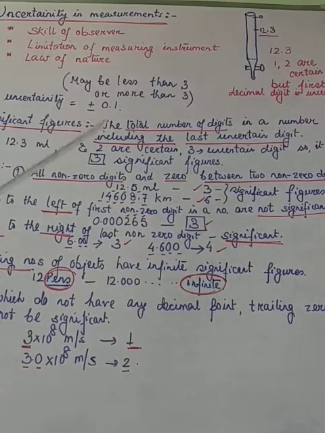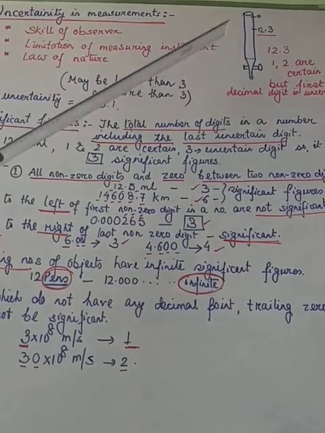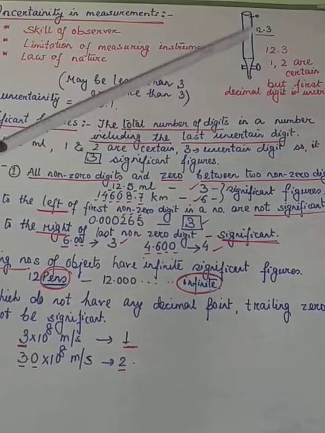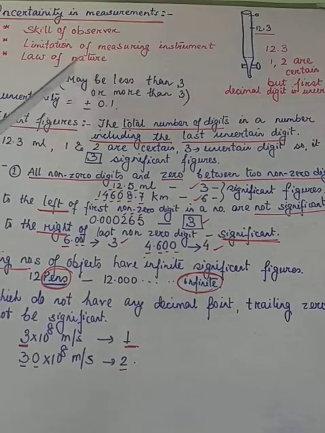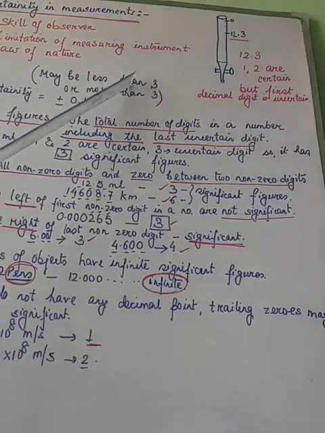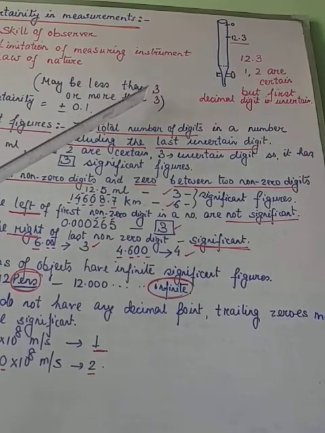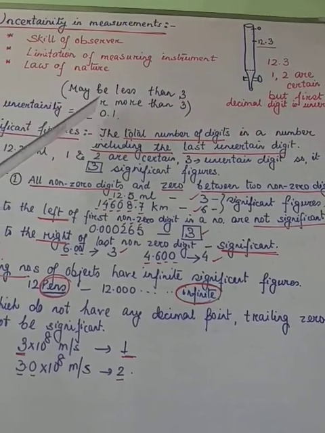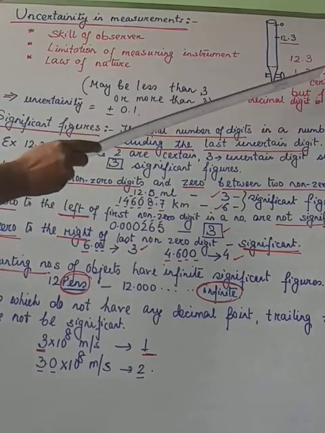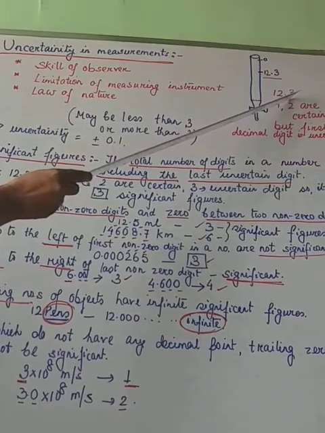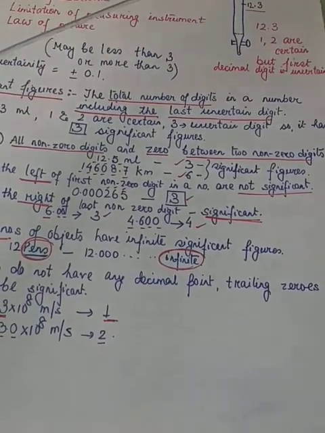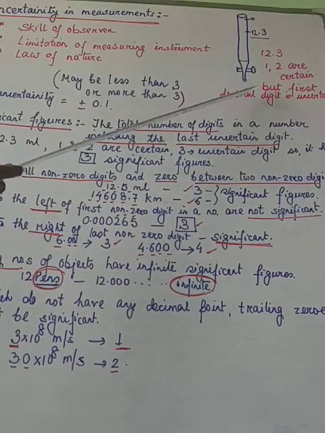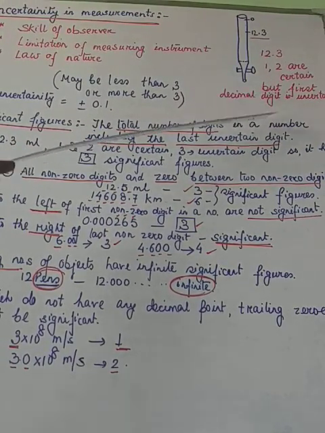Here in 12.3 milliliter, the digits 1 and 2 are certain, but 0.3 may be a little less than 3 or maybe a little more than 3 also. So the uncertainty lies within plus minus 0.1, because the place of this is 1/10 of a milliliter. So 1 and 2 are certain, but the first decimal digit, that is 3, is uncertain.